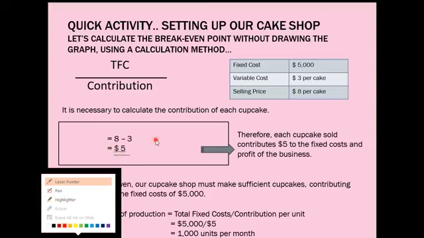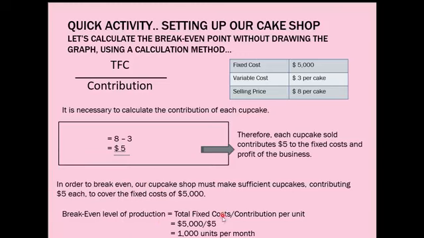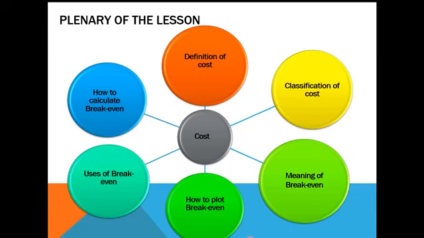Then what is your total cost? Your total fixed cost. Once we get the total fixed cost, which is 5,000 all over 5, it gives us the break-even point. And that is why we have it here that 5,000 divided by 5 gives us 1,000, and that is our 1,000 output.